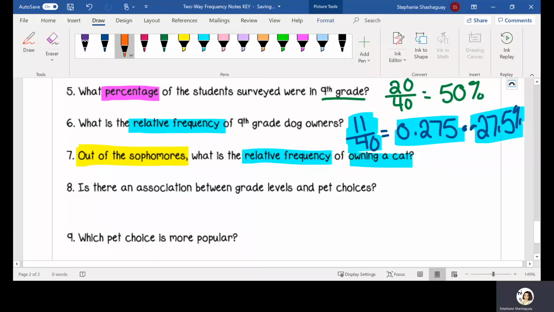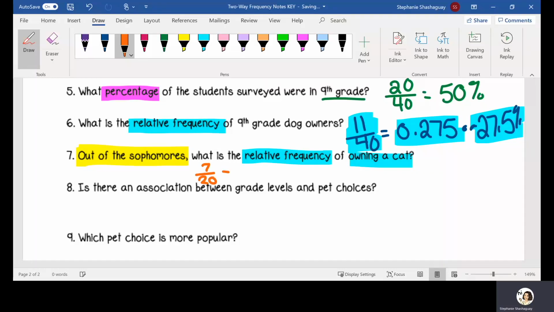So 7 out of 20, but we don't have to leave it as a fraction. It can be written as a decimal, which is going to be equal to 0.35, which is also equal to 35%. All three of those are correct relative frequencies for owning a cat out of the sophomores. So you have to be careful if they're asking for a specific group or just the total number surveyed.